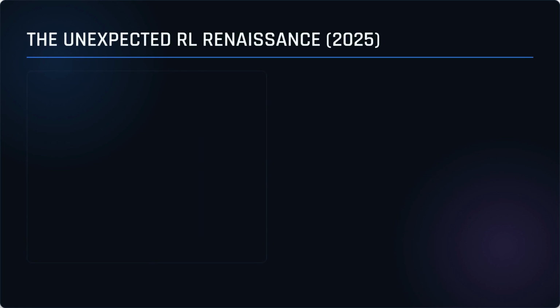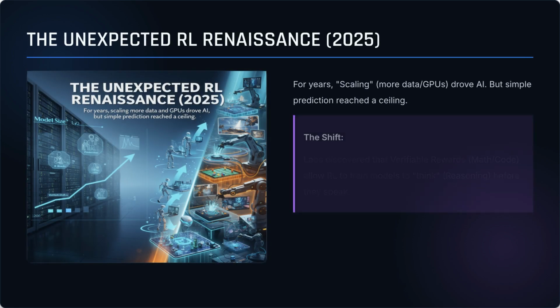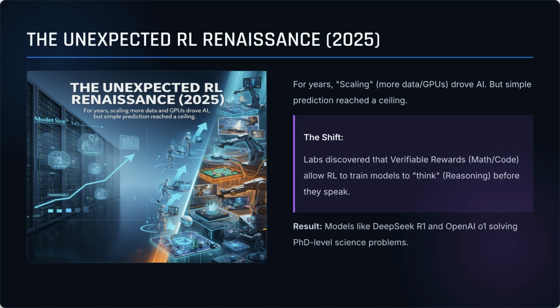We are currently experiencing an unexpected RL renaissance. While scaling drove past AI success, simple prediction hit a ceiling. Labs discovered that verifiable rewards, especially in math and code, allow RL to train models to reason, leading to systems that solve PhD-level problems.